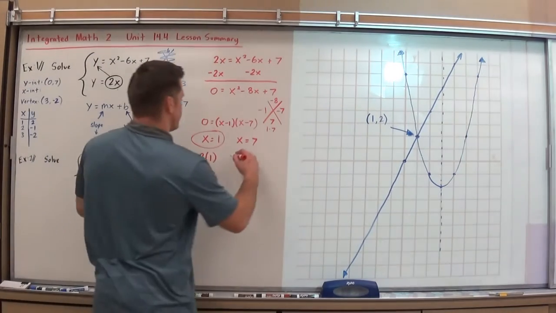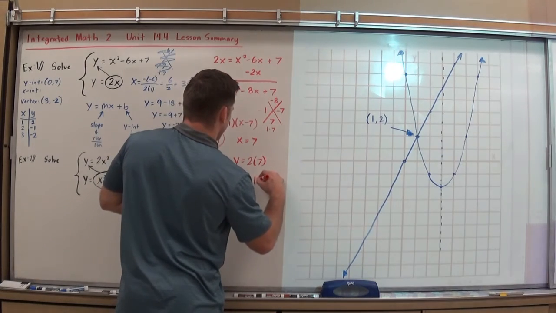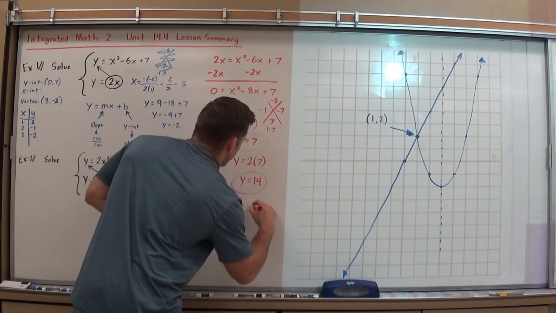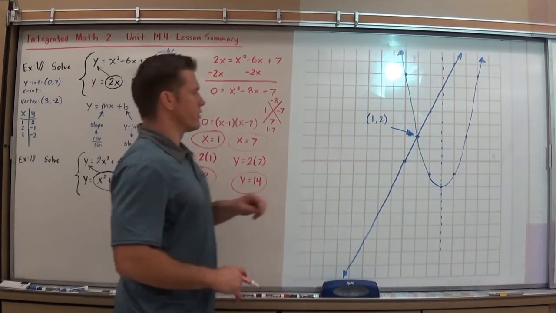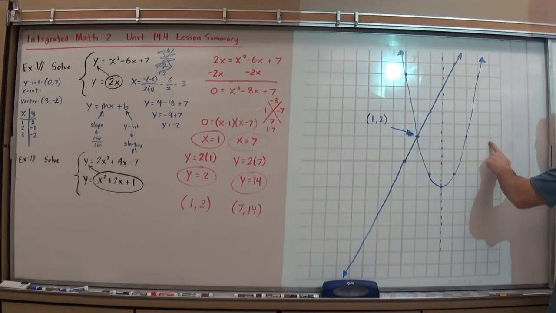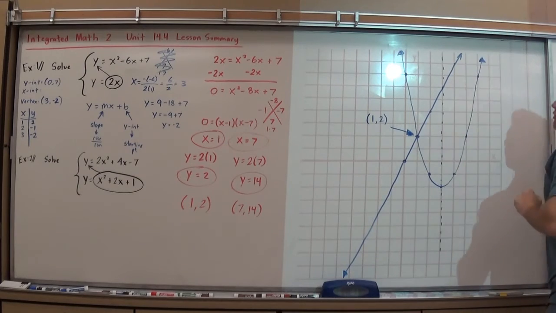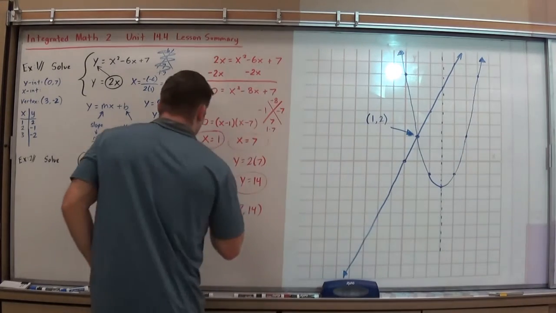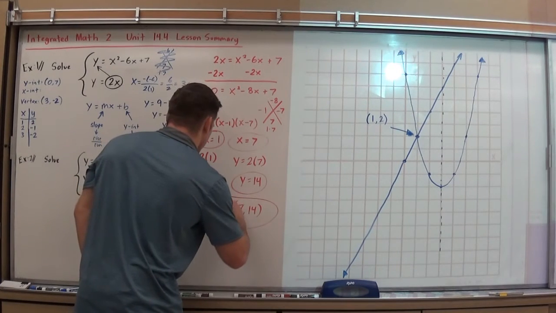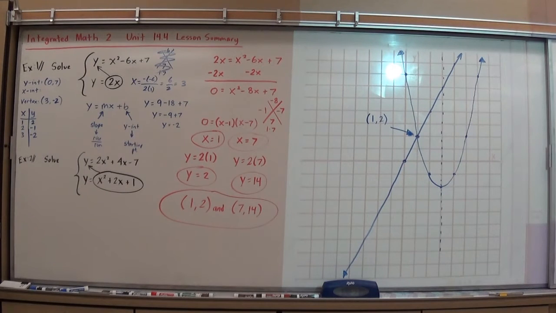And for 7, I'm going to do the same thing. Y equals 2 times 7, which is 14. So those two match up and make an intercepting coordinate of (7, 14). And if I follow 1, 2, 3, 4, 5, 6, 7 up, that would make sense. 14 seems like a reasonable number that might cross at. Okay? And so these are the solutions to the system: (1, 2) and (7, 14) is where it intersects the graph.